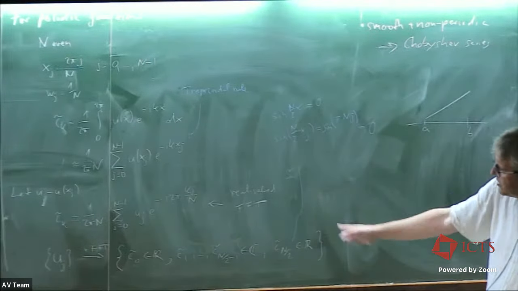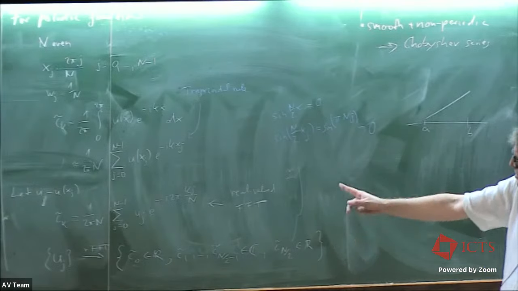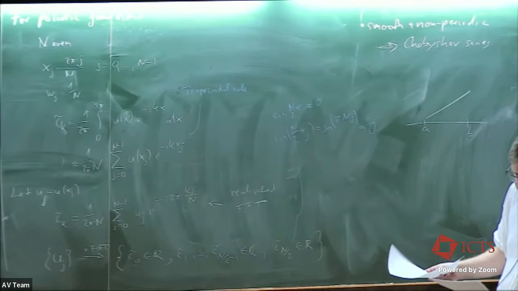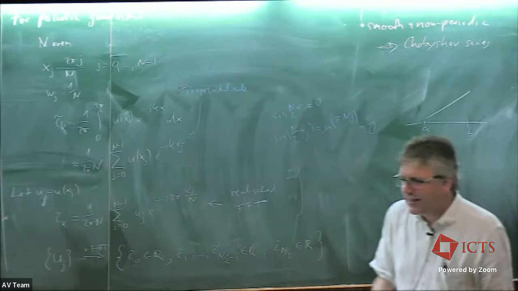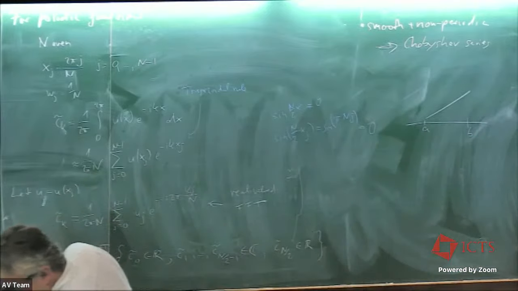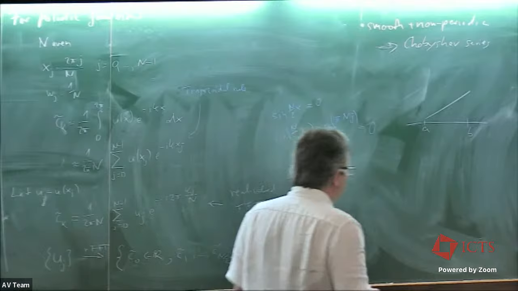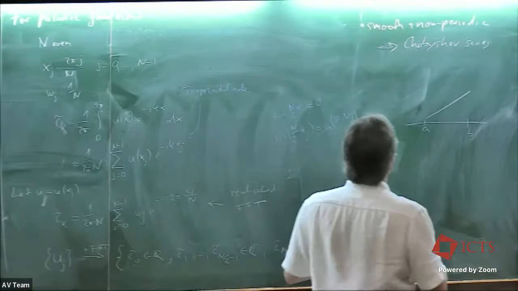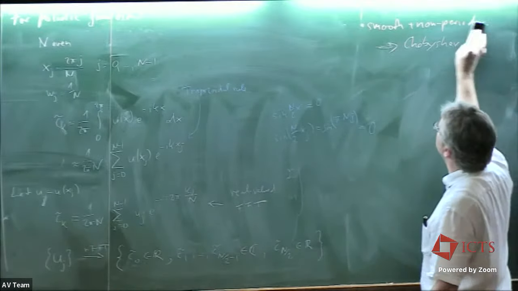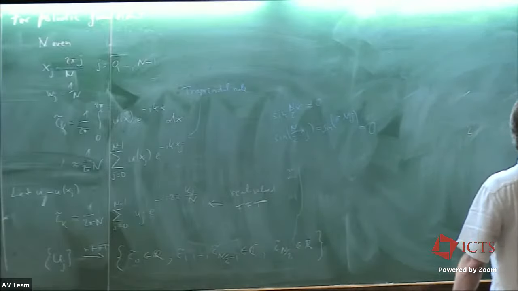Okay, so going from real space values to the spectral coefficients is a fast Fourier transform, and you won't be surprised to now learn that going the opposite way is going to be an inverse fast Fourier transform.